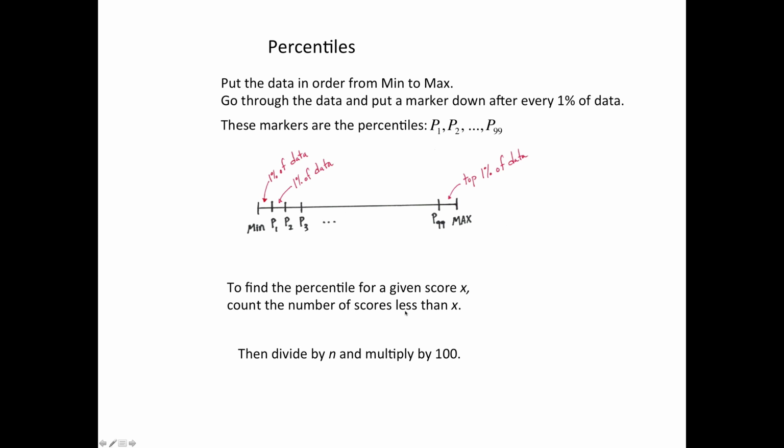Then divide by the sample size. So in other words, this person beat 99 other people out of 100. That would be a decimal. Then multiply that by 100 and you get a percent.